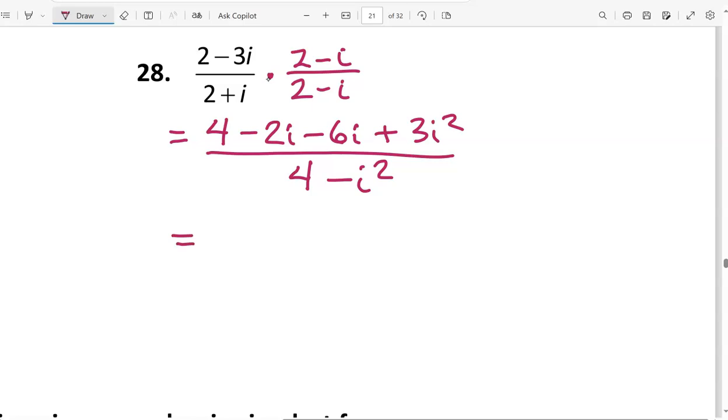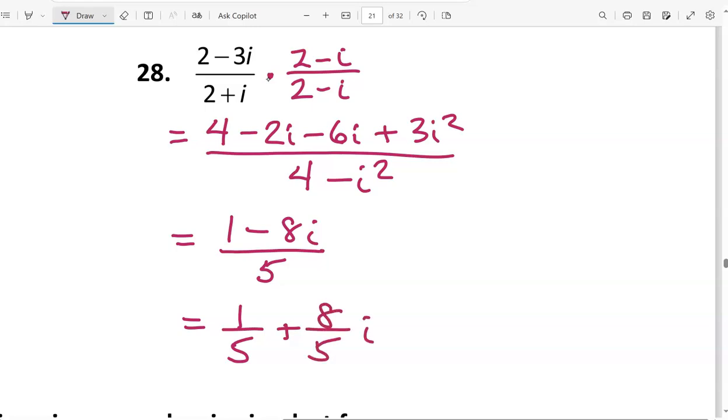And in the numerator, 4 and 3i squared are the real parts. 3i squared is actually equivalent to -3. 4 plus -3 is 1. And then combining the imaginary parts, -2i and -6i are -8i. In the denominator, 4 minus i squared is 4 minus -1, which is 5. So this simplifies to 1/5 plus 8/5 times i when we distribute that division.